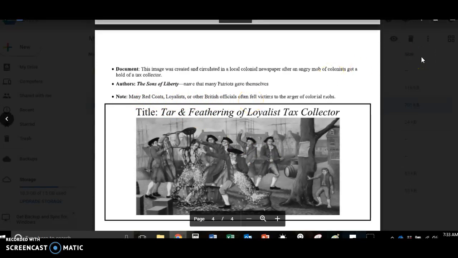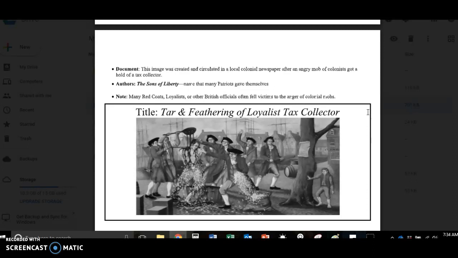Now that we've talked about some of the historical context, some of the historical background information on this image called Tar and Feathering of a Loyalist Tax Collector, go ahead and pause the podcast in order to answer the Show You Rock questions for this document. If you need some additional support, I have also provided an additional optional video on tar and feathering and also an additional optional reading on tar and feathering. If you don't need to use those optional additions, feel free to skip them.